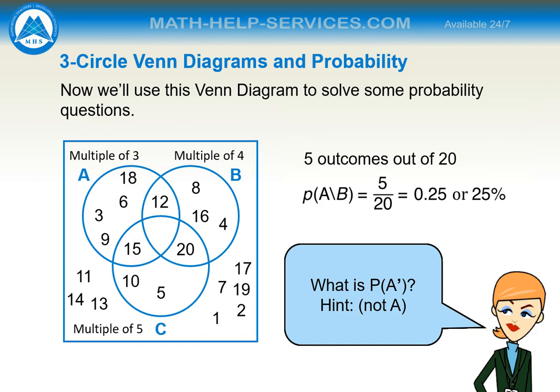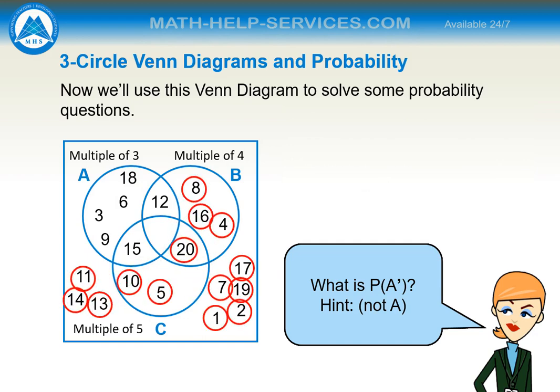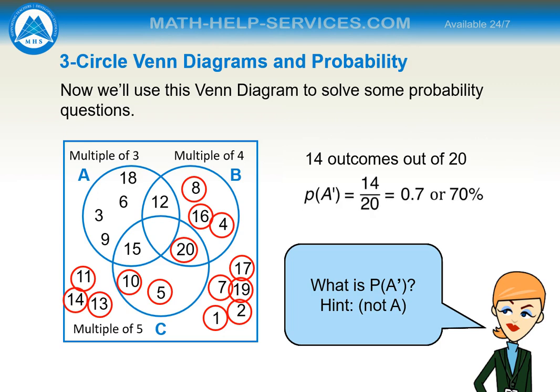What is the probability of A prime? Remember, that's also A complement, or not A. Well, that would be all of these numbers right here. That's 14 outcomes out of 20. So the probability of A prime is 14/20ths. That's 7/10ths, or 70%.